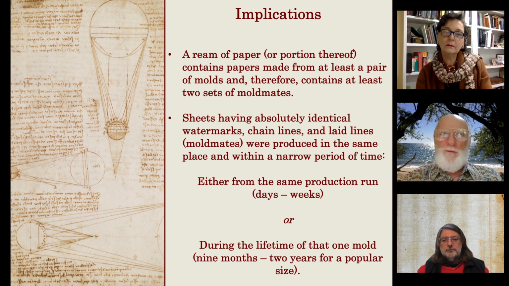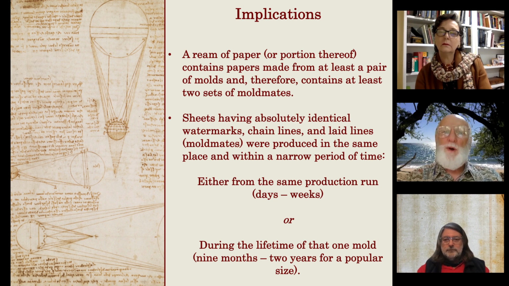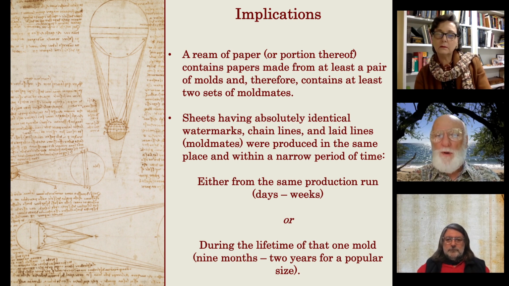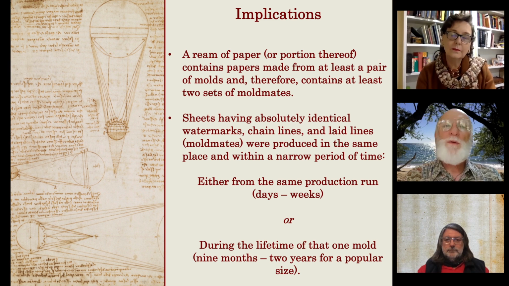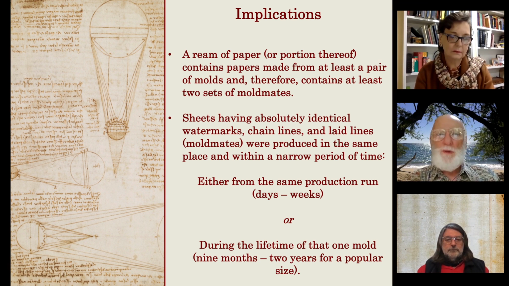The idea being, therefore, since they all came in the same ream, sheets that are identical, that have exactly the same watermarks, chain lines, and laid lines, were produced at the same time and in the same place, within a narrow period of time, and a production run may last days or weeks. But the lifetime of a mold of a popular size, and therefore used frequently, can be 9 months to 2 years. So in a rather narrow time window, we can assume all the sheets we discover that have exactly these same physical features, that are Moldmates, have these properties that would then be useful for our historians. Next slide, please.